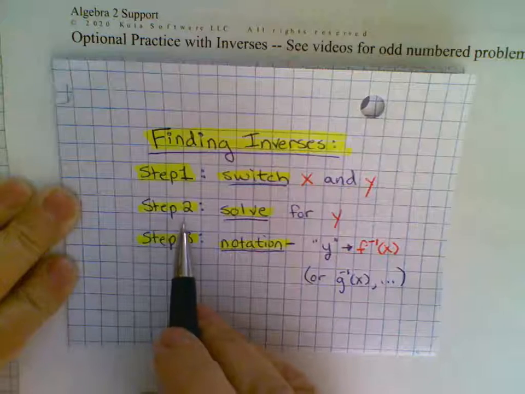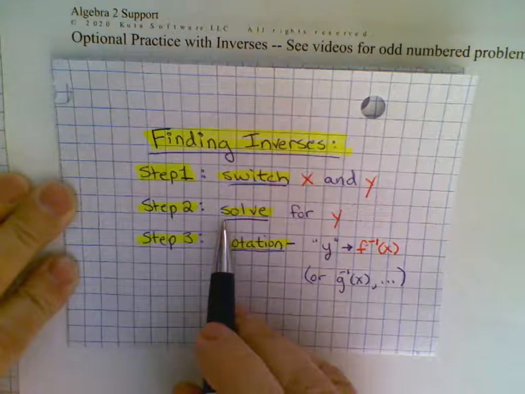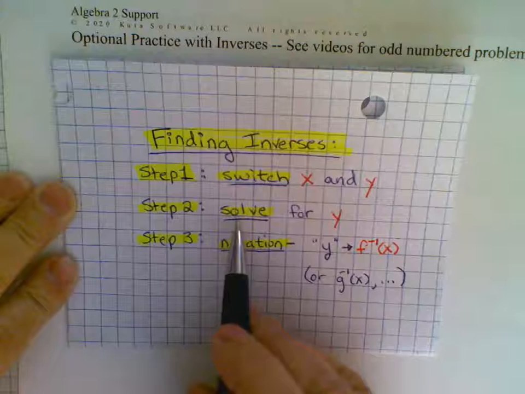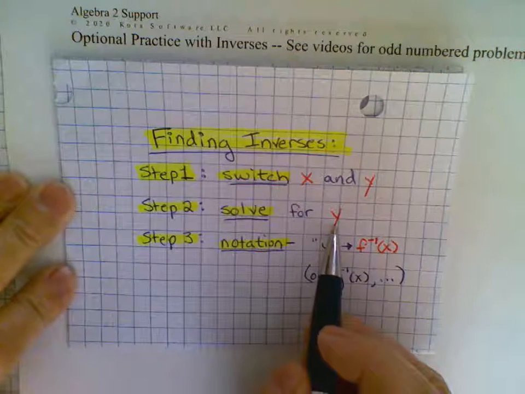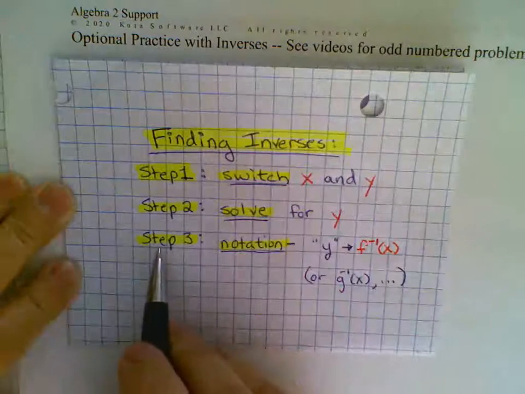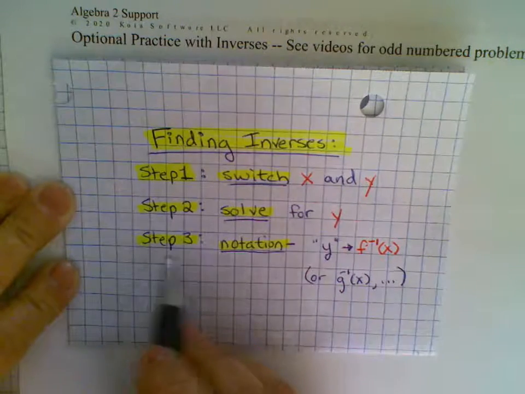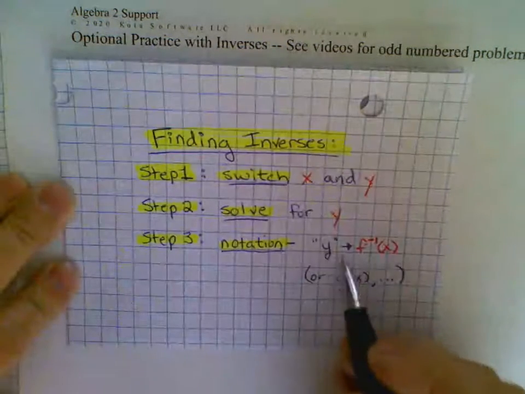Step two is that means that we'll have an equation that's x equals some complicated thing for y, and we're going to solve for y, meaning we're going to get y by itself. And then step three, the notation, once we get y by itself, we're just going to replace it.